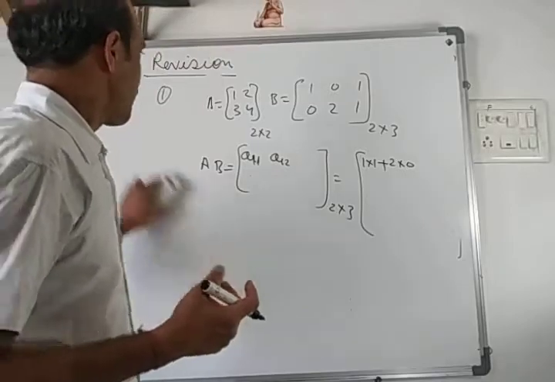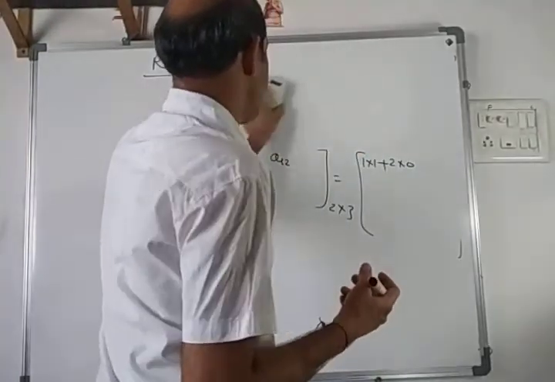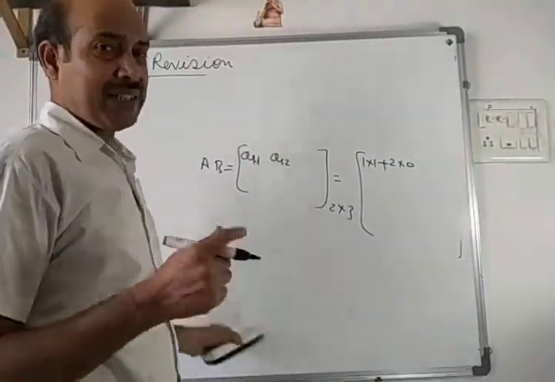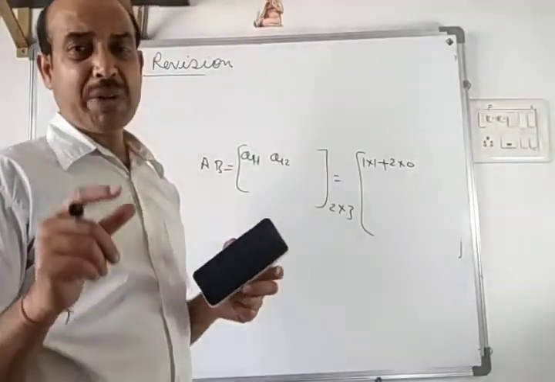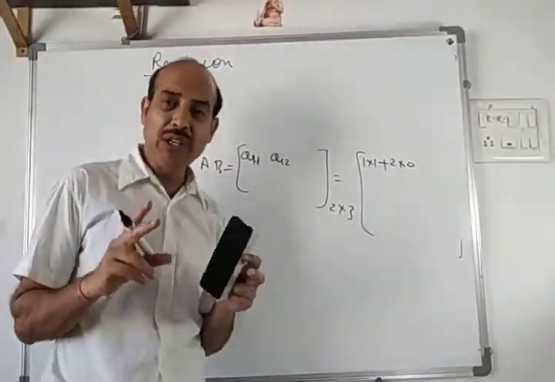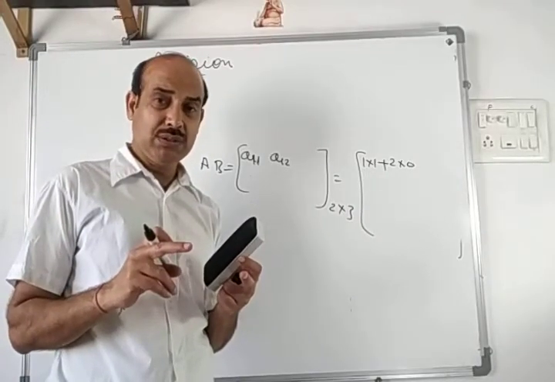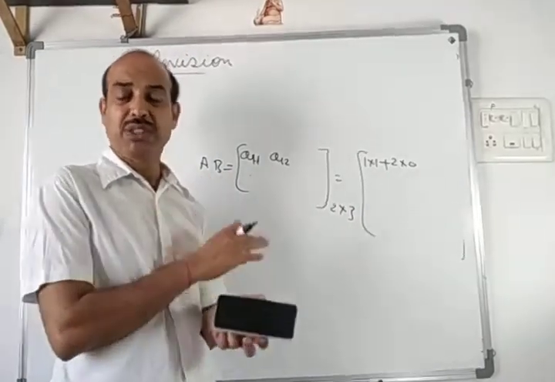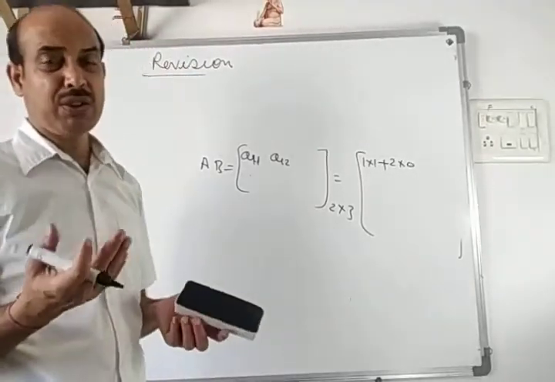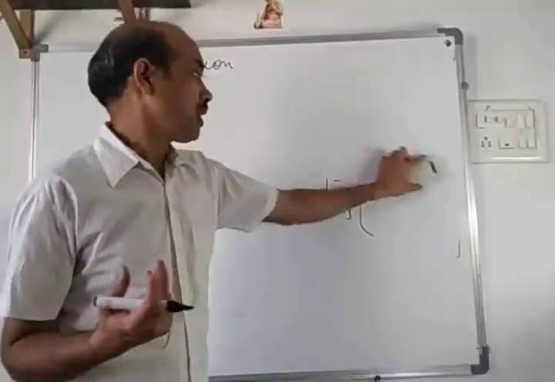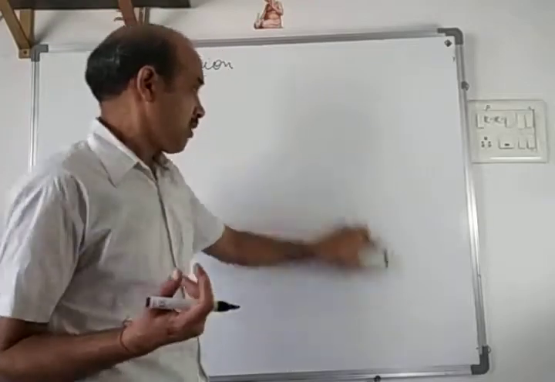Then comes addition and subtraction. This is quite simple, but again there is a condition. Addition or subtraction of two matrices is possible only when their order is the same. 2 by 2 will be added or subtracted with 2 by 2, and 2 by 3 will be with 2 by 3. So this is the basic condition of addition and subtraction.